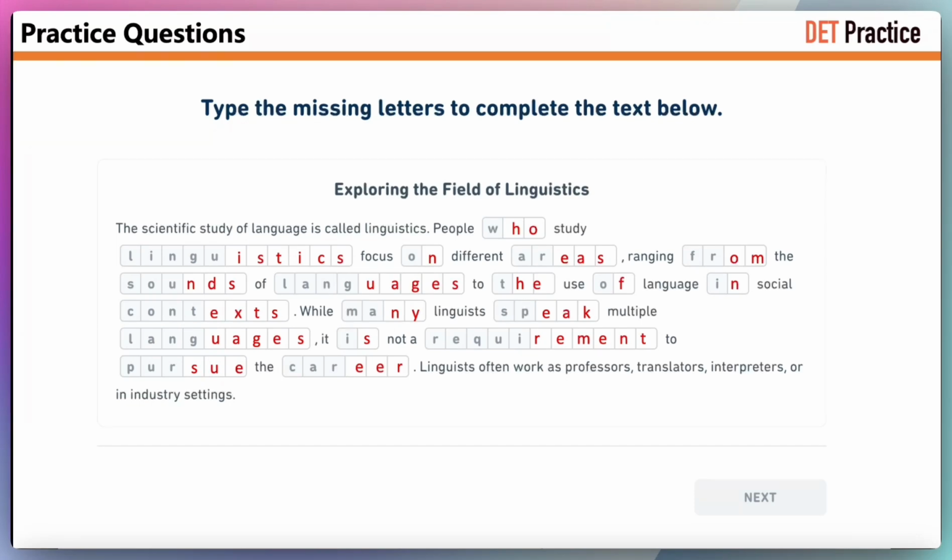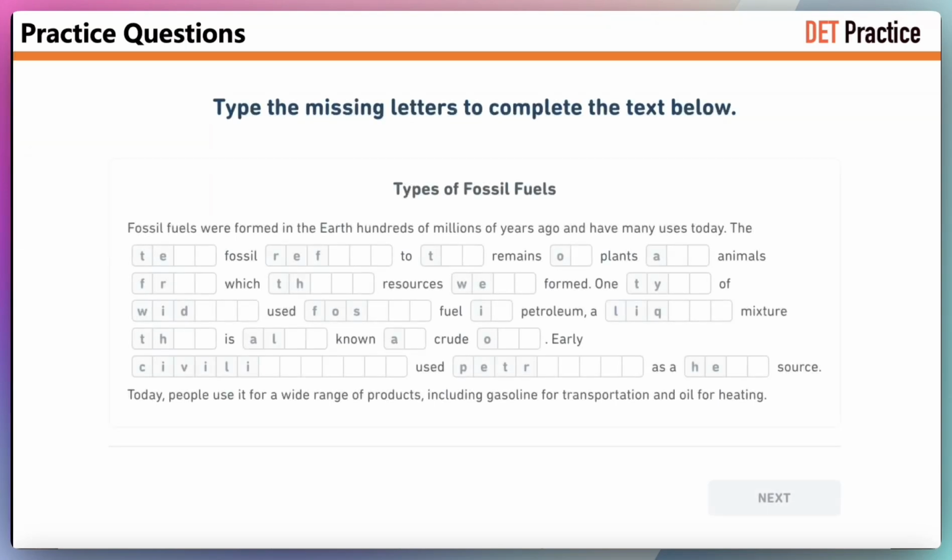All right, we've completed this question. Let's move on to the next question. You might want to pause the video at this point and try to complete the question independently. All right, welcome back. Following our previous approach to solving questions, let's look at this one. The title is Types of Fossil Fuels.